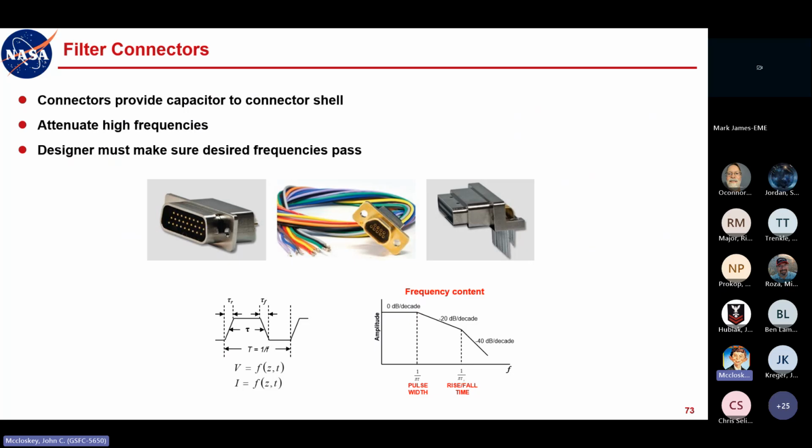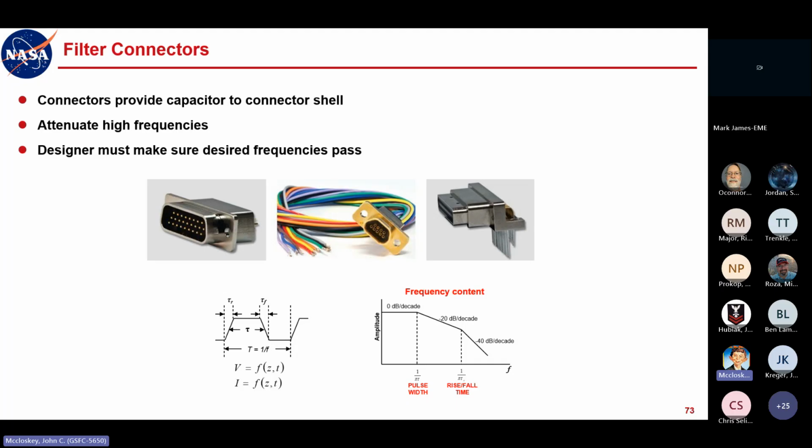So filter connectors, I'm going to say, are commonly used. I don't know how common. They're talked about a lot. I hear a lot of people say that they might use them and then end up not, but they're at least an option. Basically, they're providing capacitance from the conductors to the shell. By and large, I think all the ones that I've heard about are basically providing common mode filtering. They're just providing some capacitance between each conductor and the shell.